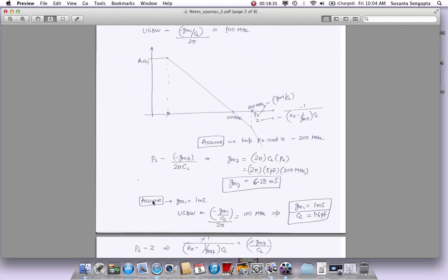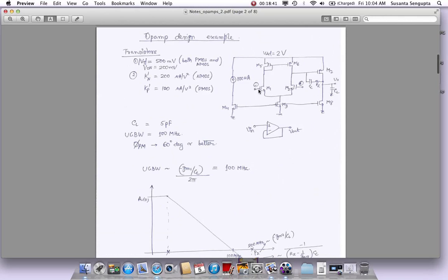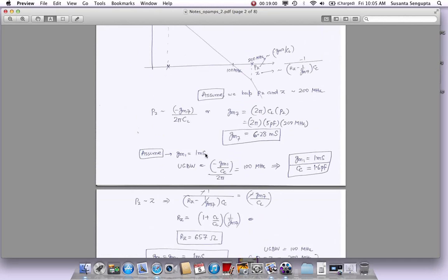Next, for the input part, we will just make another assumption that GM1 is 1 millisiemens. This is again another assumption. You can assume it to be more or less or whatever. It's all fine. It's an iterative process because at the end you have to satisfy all the criteria. Here I will just assume this is 1 millisiemens. Unity gain bandwidth is roughly GM1 by CC by 2 pi. From here, if the GM1 assumption I made is 1 millisiemens, it will give me a CC, a compensation capacitor, of 1.6 picofarads.